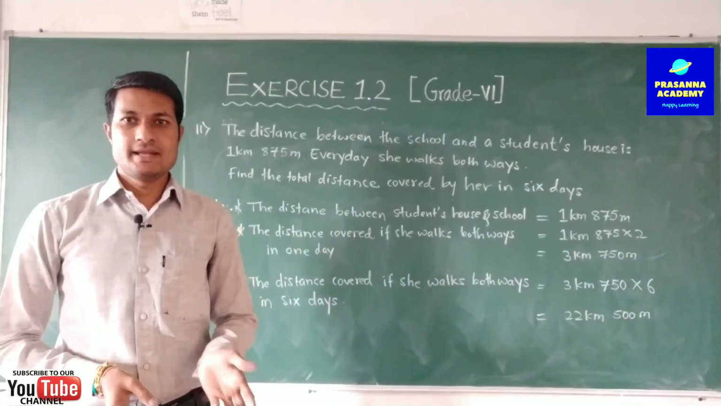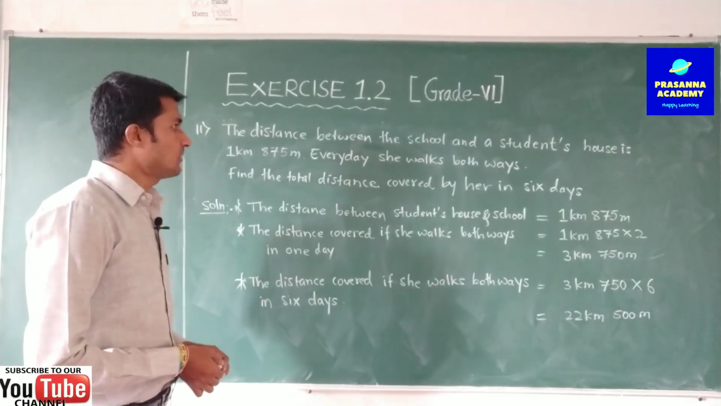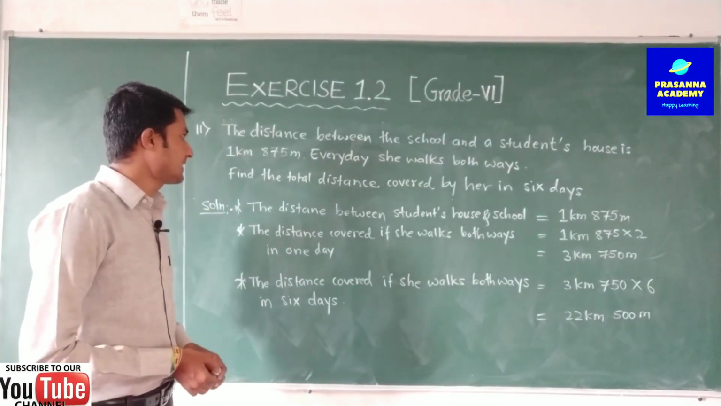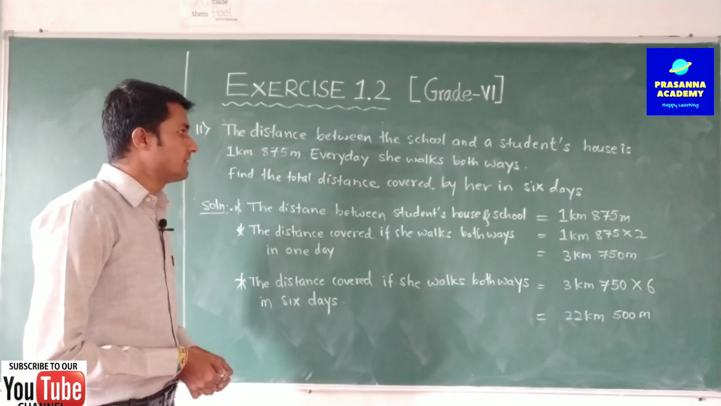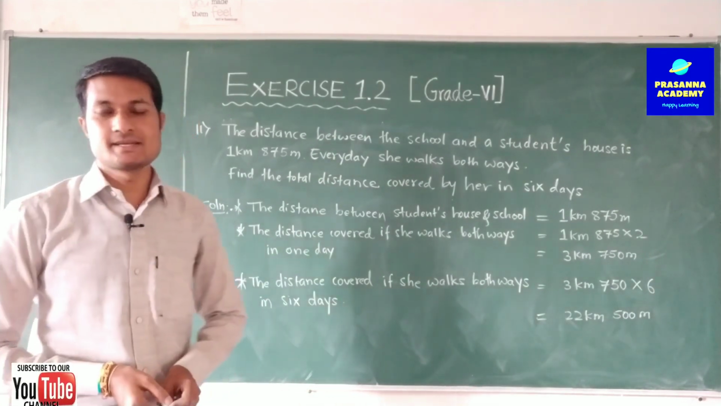Okay, let us solve the next problem, that is the 11th problem. That reads like this: the distance between the school and a student's house is 1 kilometer 875 meter. Then every day she walks both ways. Then find the total distance covered by her in 6 days.